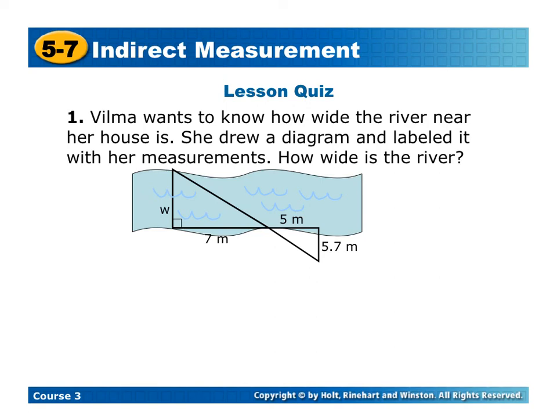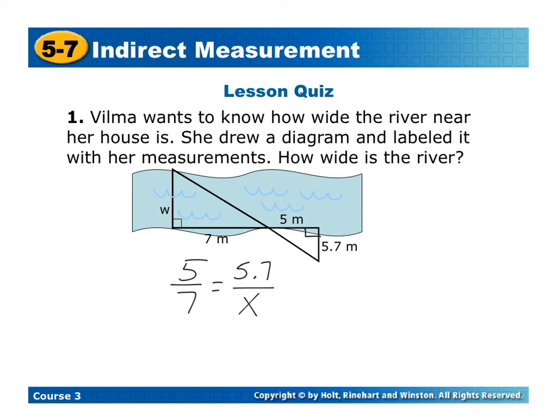So if you think about the fact of the triangles kind of being flipped and opposite each other, we know that this is our right angle. 5 is the same as the 7. That's going to be our legs, our bottom leg. So 5 is to 7 is the same as 5.7 to X.